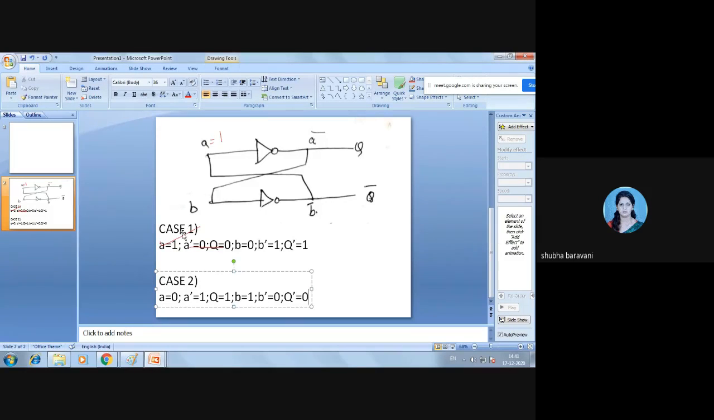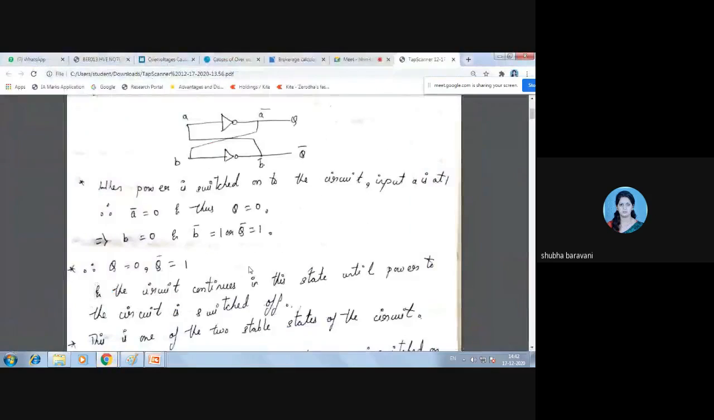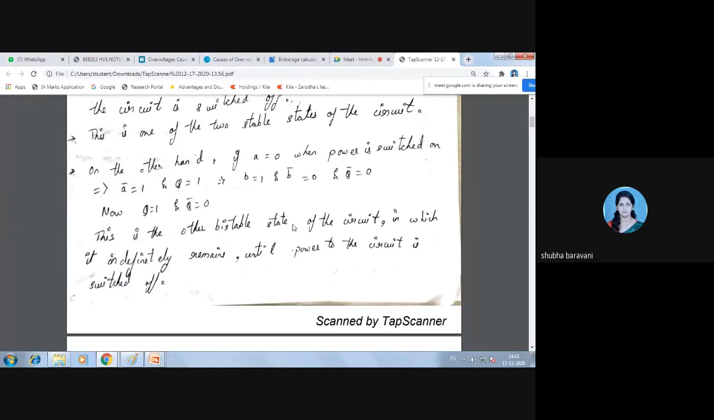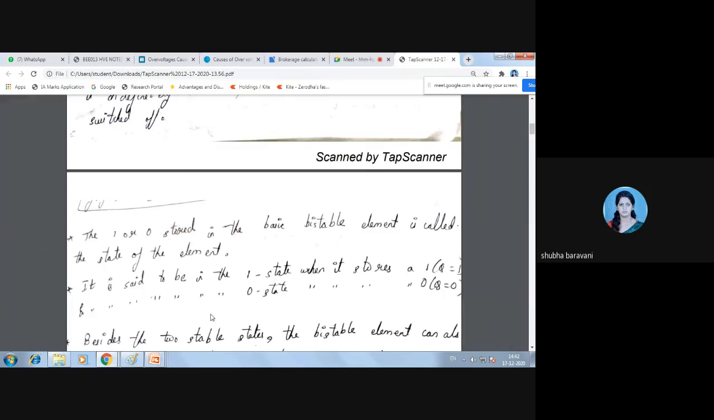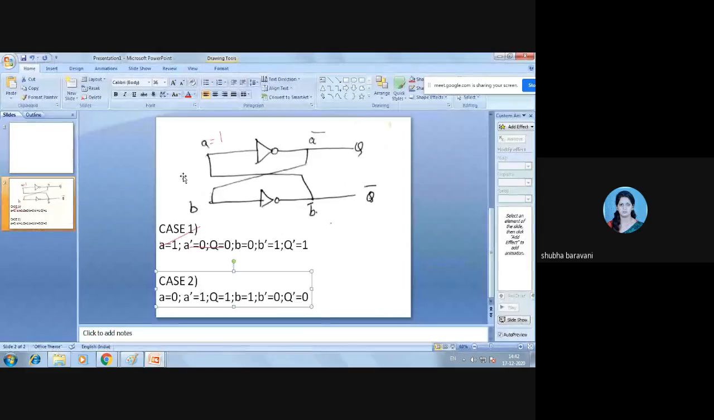Right. So see, when A is equal to 1, your Q was 0, Q bar was 1. When A is equal to 0, your Q is 1 and Q bar is 0. So these two are my stable states, and the circuit will continue to be in case 2 until and unless the input is changed. Here case 2 is for what? When my input is 0, A is equal to 0. Case 1 is when my A is equal to 1. So these two are my stable states. This is the other bistable state of the circuit in which it definitely remains until and unless power to the circuit is switched off, or I change the power. Is it understood up till here? Have you understood these two cases? Yes, ma'am. Okay, good.